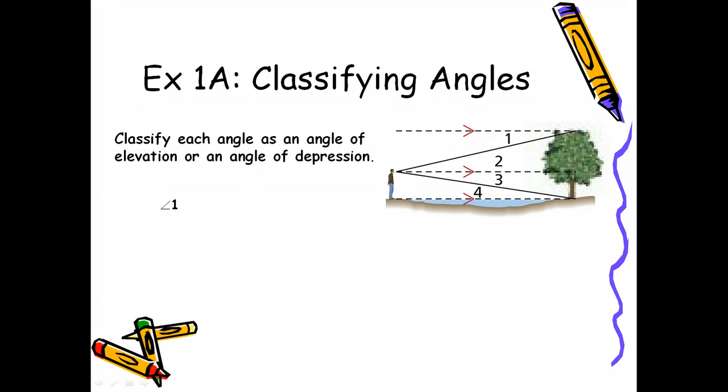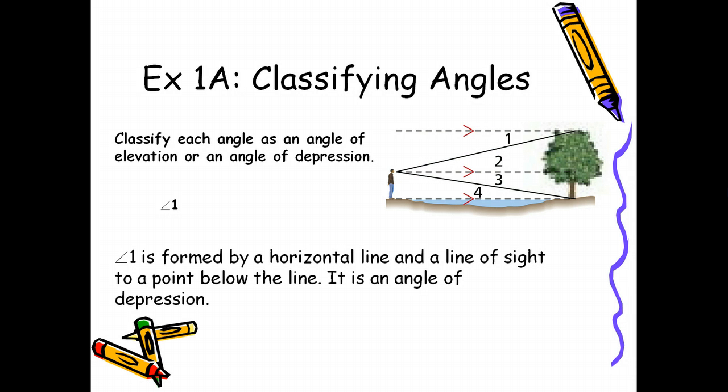Let's see if we can classify some of these. Let's look at angle 1 in our drawing. If we look at angle 1, we have a man standing here, we have a line of sight up here, but the horizontal that this goes with is above the tree. We also have labeled this above the line of sight. It's as though the top of the tree is looking down at the man. Therefore, this is an angle of depression.